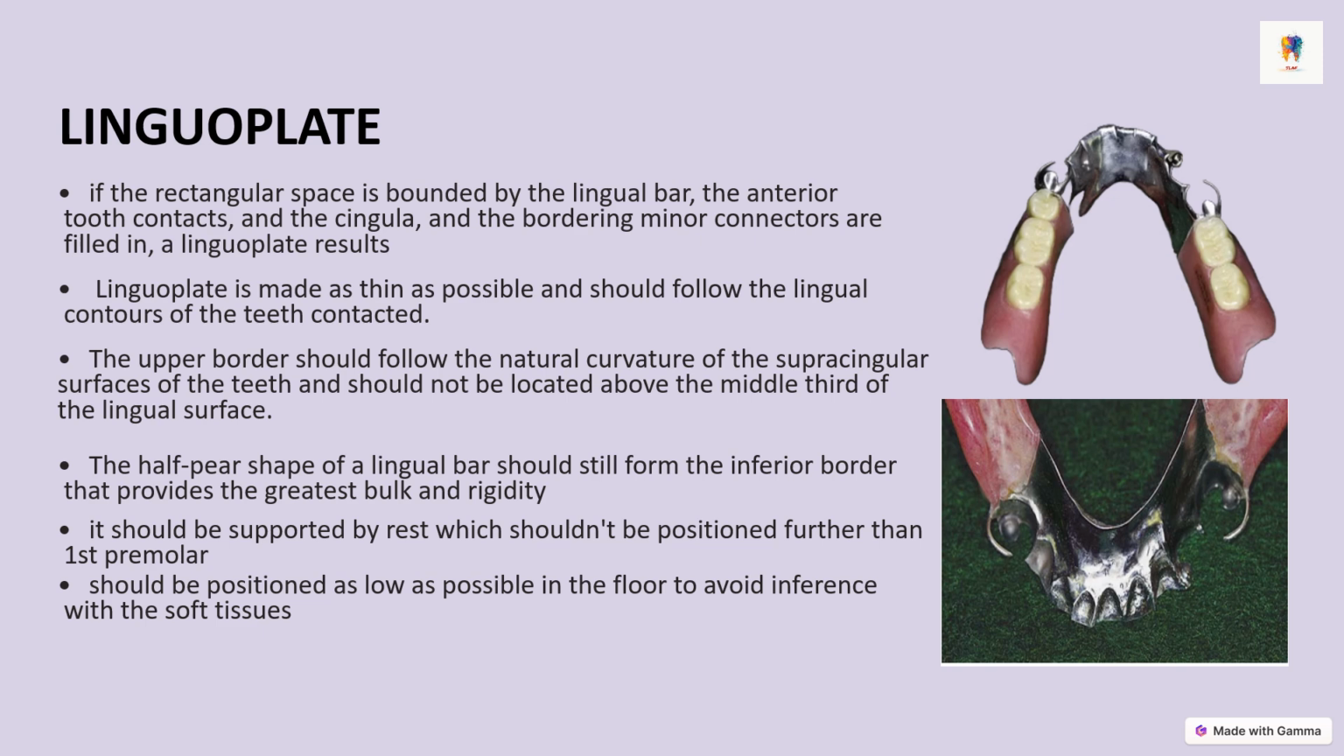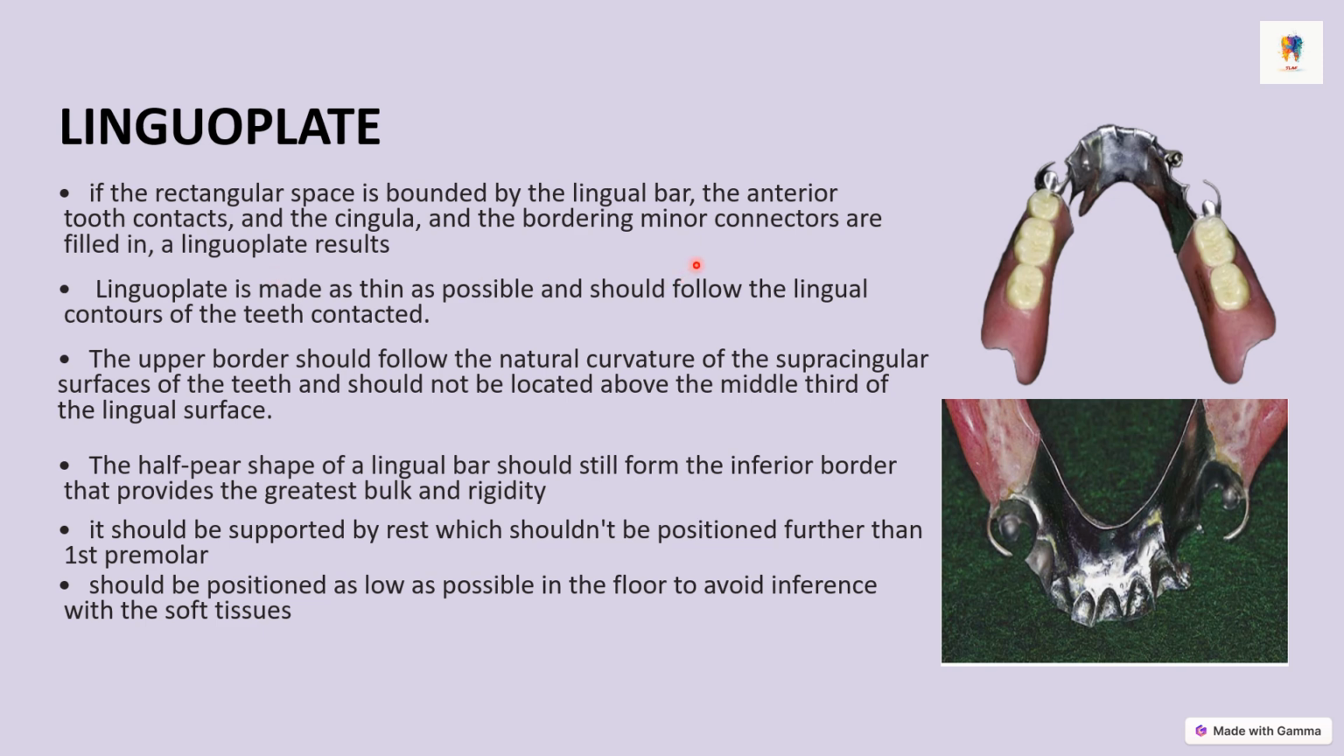So moving on. The second kind of mandibular major connector is your lingual plate. See, it's in a plate form, and that was a bar form. If the rectangular space bounded by a lingual bar, the anterior tooth contact and cingula, and the broadening of minor connectors are filled in, it results in a lingual plate.